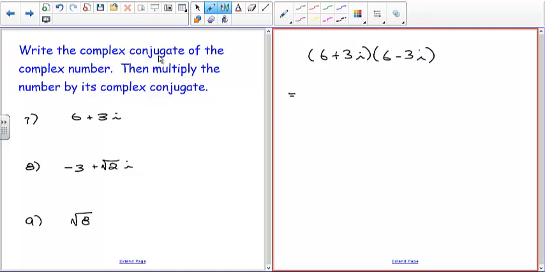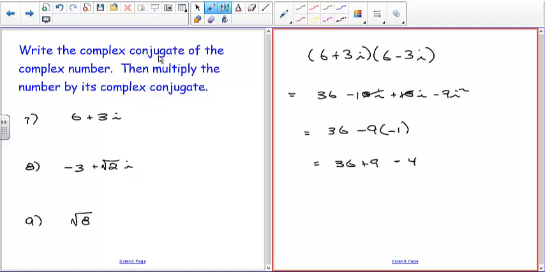Now we multiply this out. 6 times 6 is 36. 6 times negative 3 is negative 18, so we get negative 18i for outer. Inner we get plus 18i. And then we get 9, 3 times 3 is 9. We have to make sure to put the negative in there, because we have negative times positive. 3 times 3 is 9, i squared. So these cancel out, and we're left with 36 minus 9i squared, but i squared is negative 1. So that's going to be 36 plus 9. Negative 9 times negative 1 is positive 9.